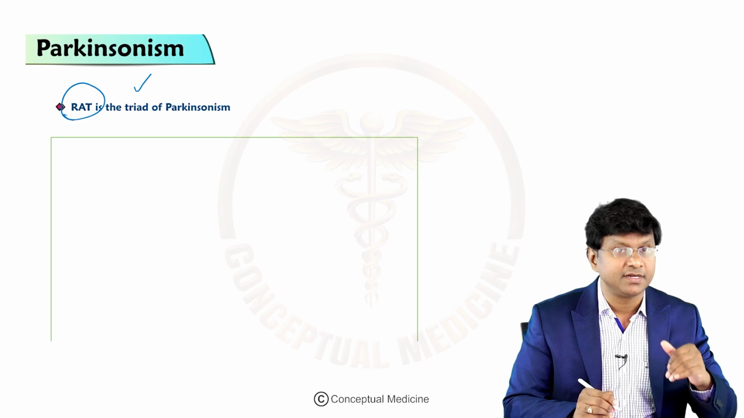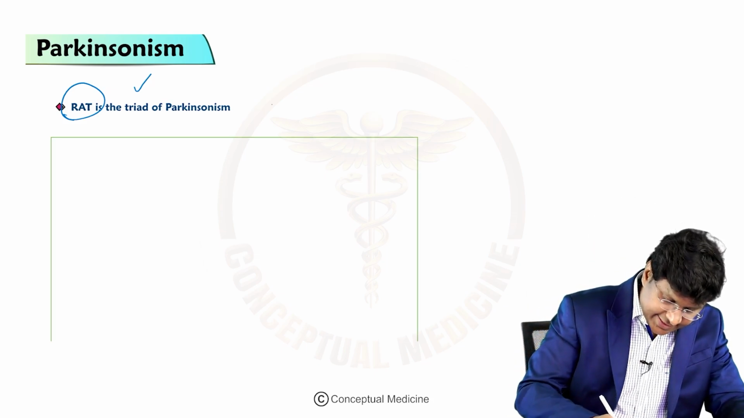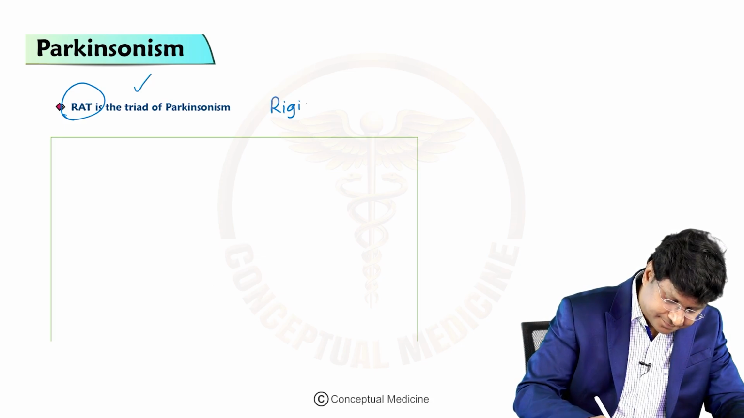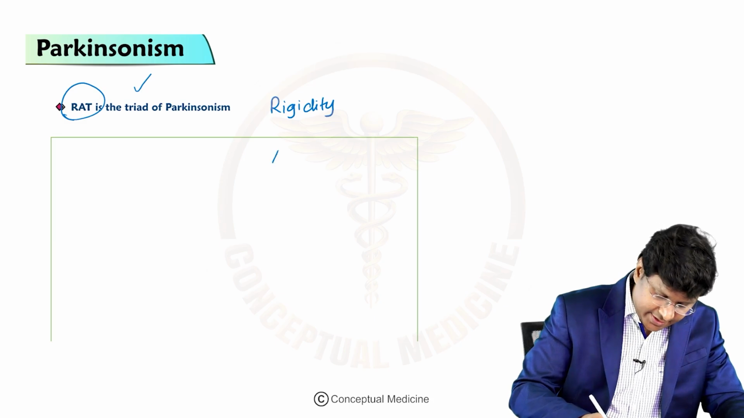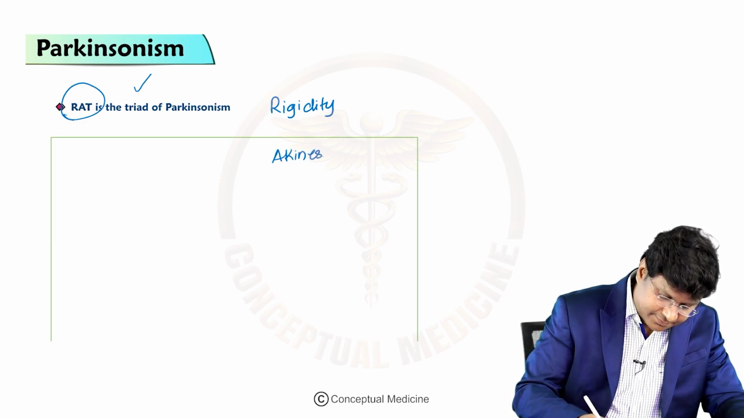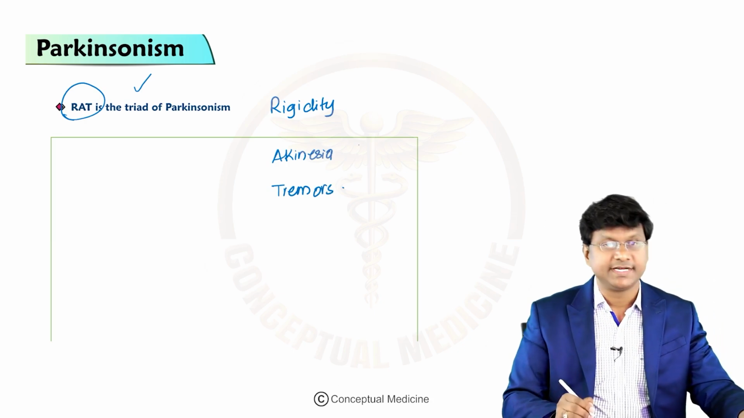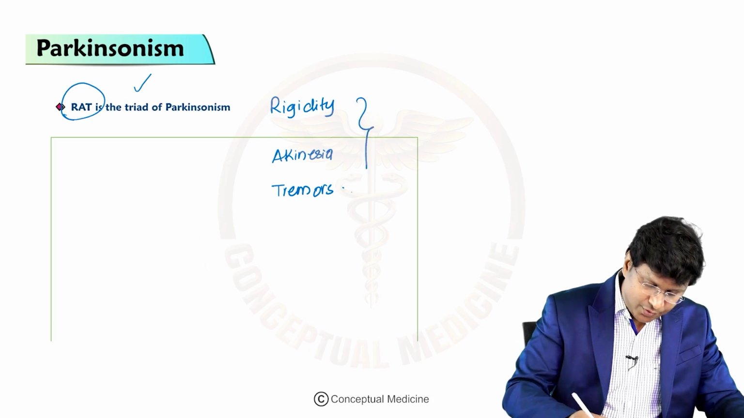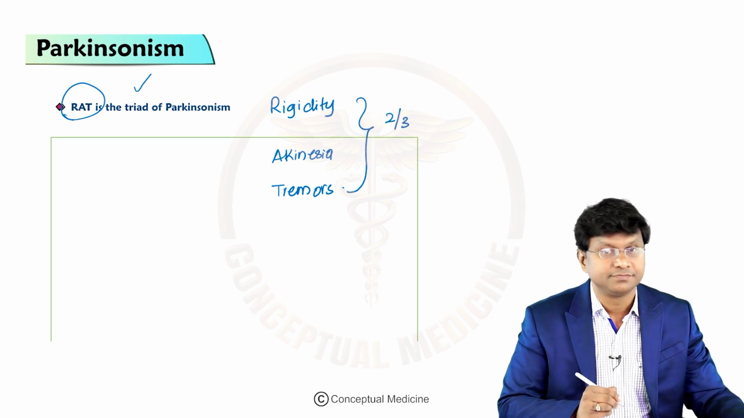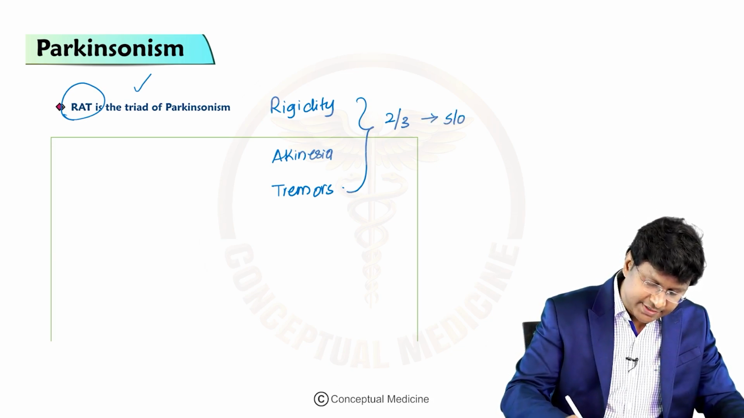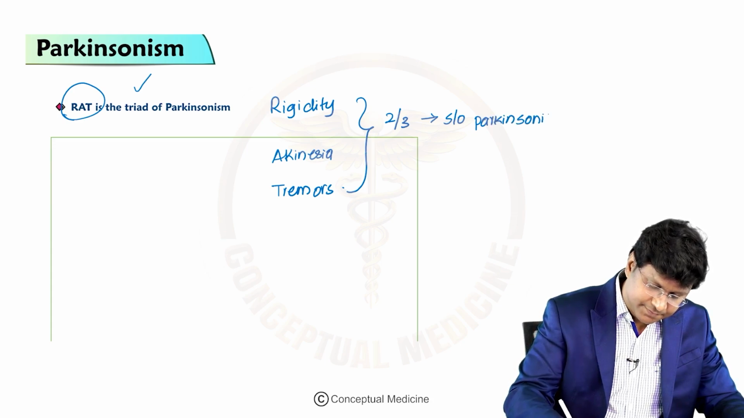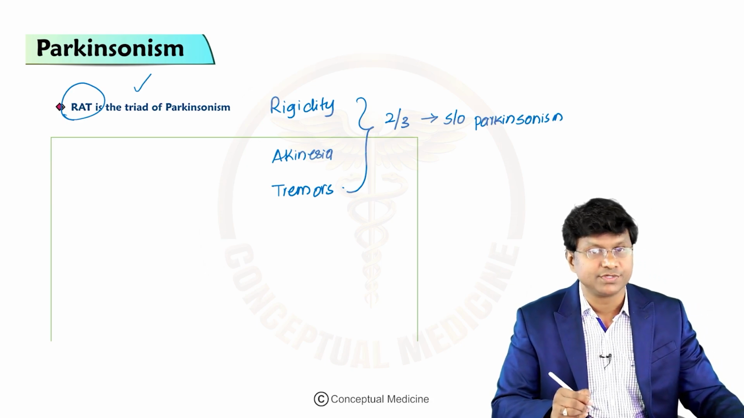And what does this RAT include? R stands for rigidity, and what type of rigidity you will have, we will discuss later. A is akinesia. T is tremors, that is resting tremors. So if 2 out of 3 features are present, that is suggestive of Parkinsonism.